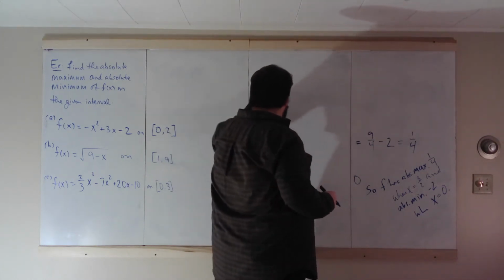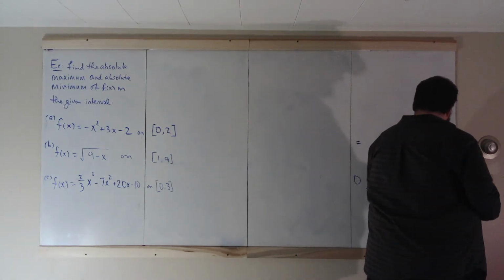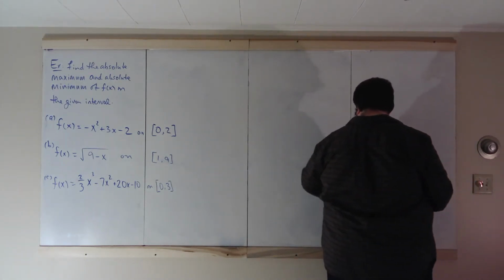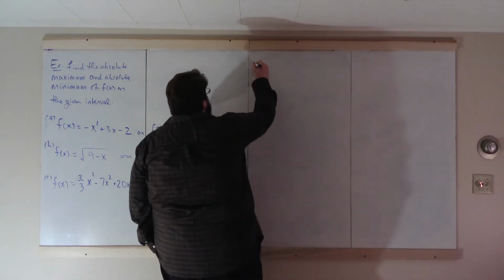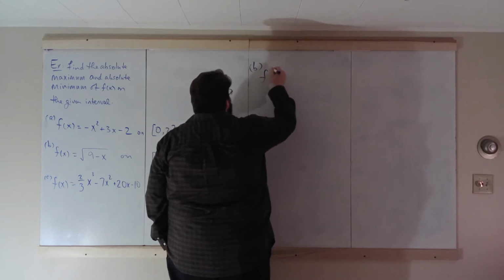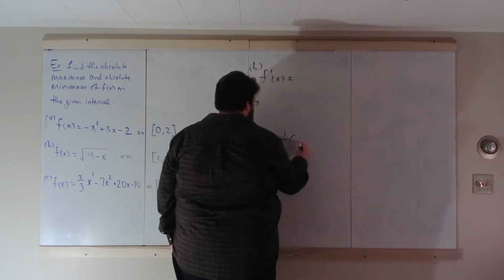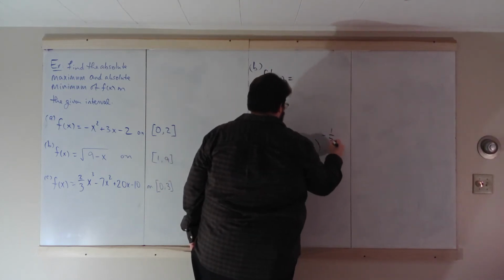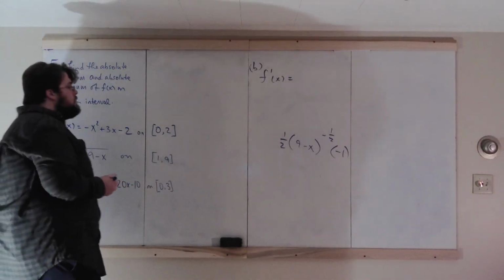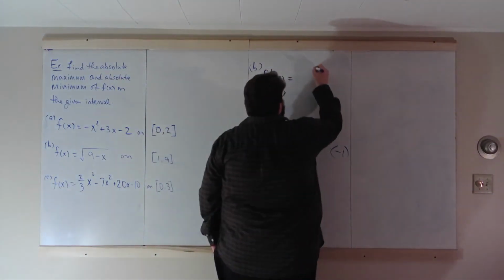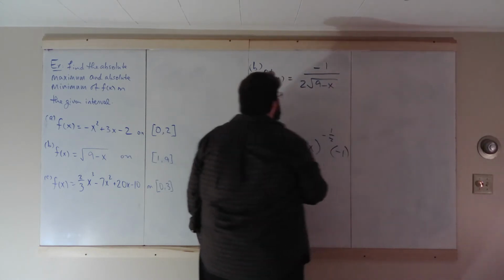Next, square root of 9 minus x on 1 to 9. Let's write f prime of x. What's f prime of x? Well, we'd have a half 9 minus x to the negative half, but then you multiply by the derivative of the inside, which is negative 1. So f prime of x is negative 1 over 2 root 9 minus x.